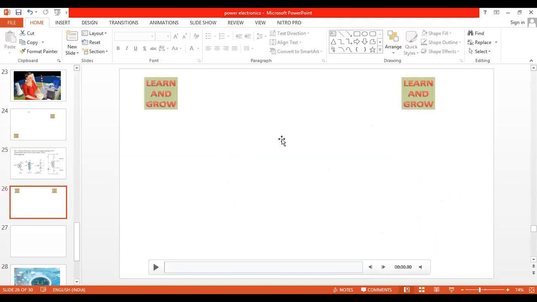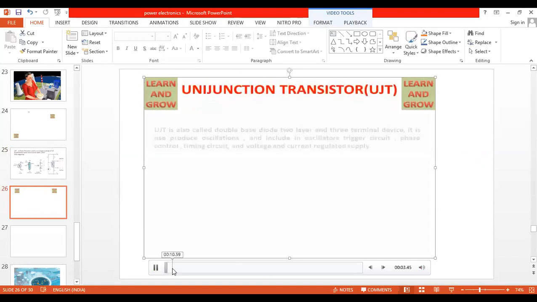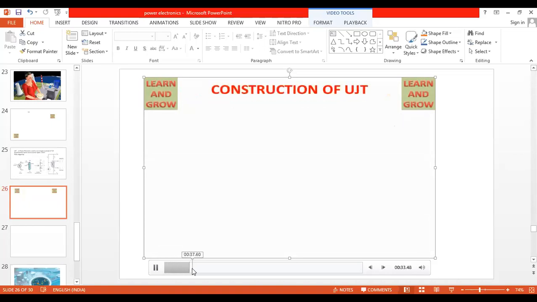So let us see what exactly the UJT is, and how to manufacture the UJT. The theory part will be there, but we directly enter into the construction. If I want to manufacture one UJT, first we are supposed to take an N-type silicon chip, or a silicon wafer, or silicon material.